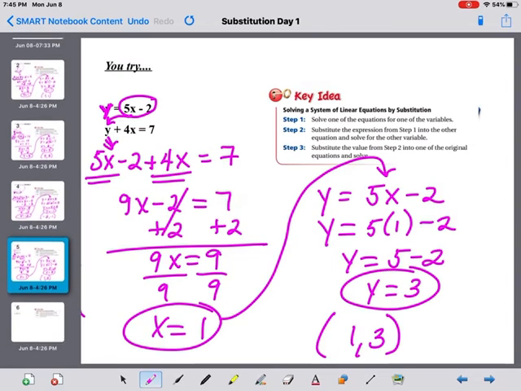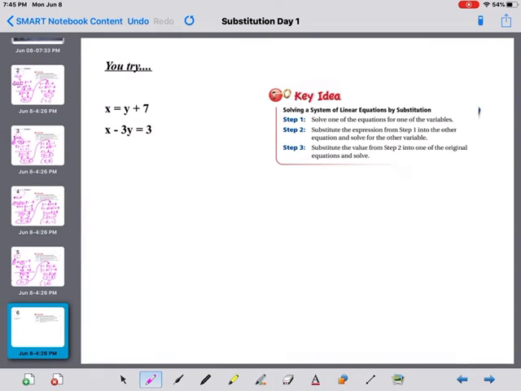Okay, let's take a look at one more, and I'd like you to try this one on your own as well. Here we have x is equal to y plus 7, and x minus 3y is equal to 3. Okay, so hit pause, try this on your own, and hit play when you think you have the answer.